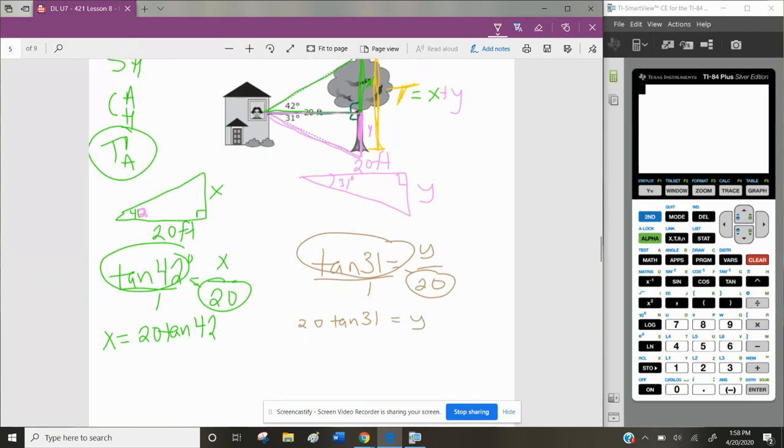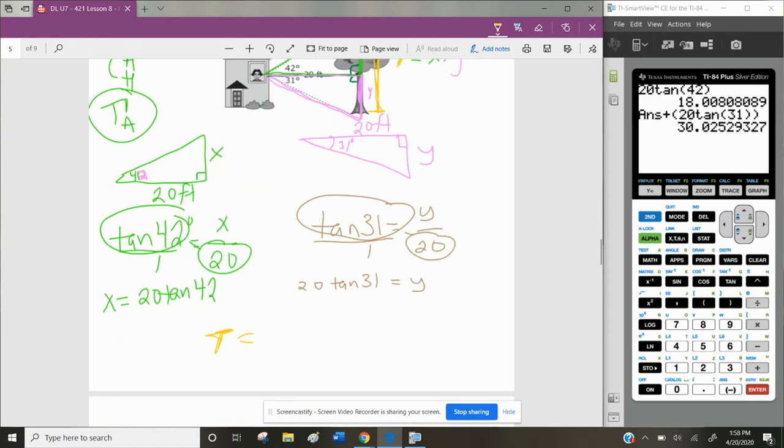And I know that my capital T, I want to add those 2 answers together. So we're going to just do that right in our calculator. 20 tangent 42. Let's not screw that up. And then add that to 20 tangent of 31. And I get 30. And did it want us to round to the nearest foot? So the tree would be 30 feet tall.